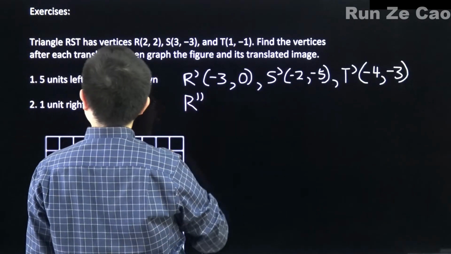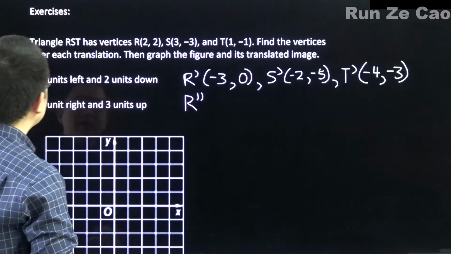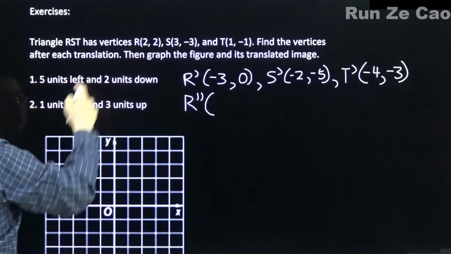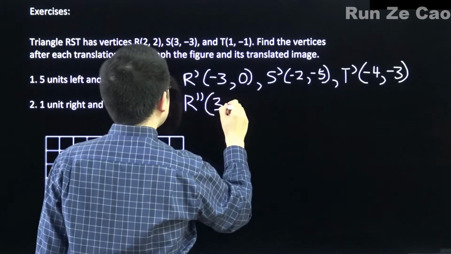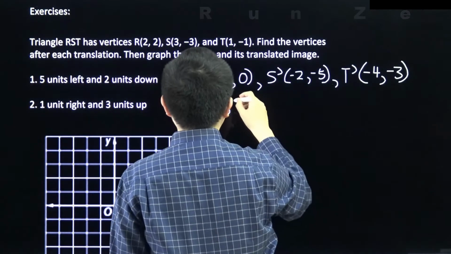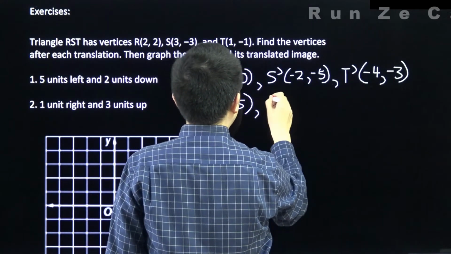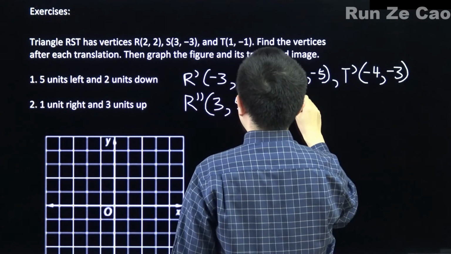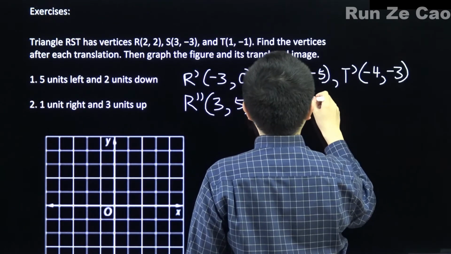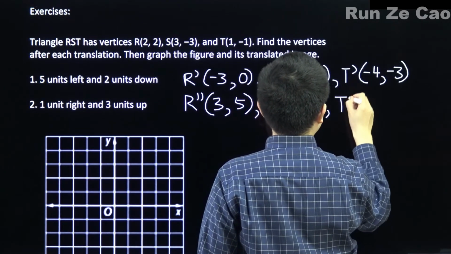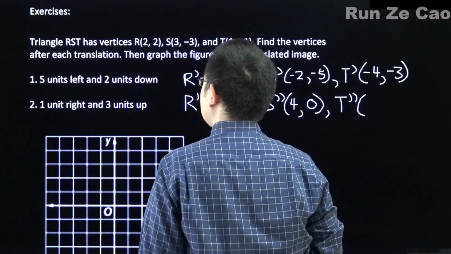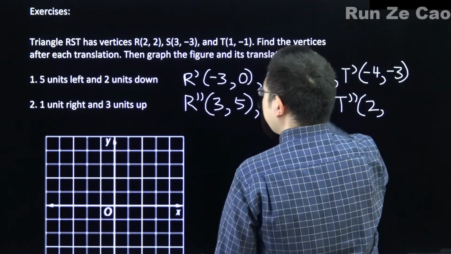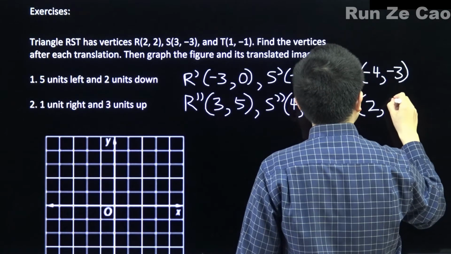Our double prime is 1 unit right and 3 units up from 2, 2. Let's do one part at a time. All right, so 2 and then 1 unit right gives us 3, and 2 and 3 units up gives us 5. S double prime, that's from 3, 1 unit right, or 4, and negative 3 plus 3 is going to be 0. And T double prime is 1 plus 1 unit right is 2, and negative 1 plus 3 units up is 2.